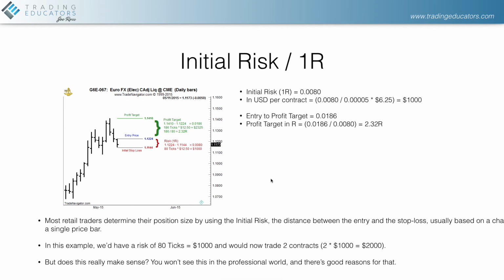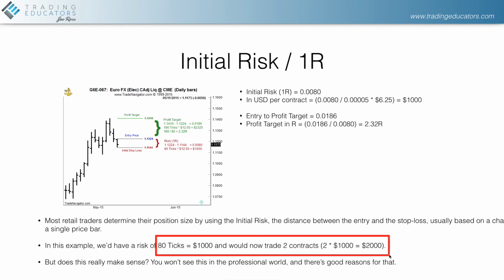Then they take that $1,000 and divide it by what they want to risk. So in our case, it's going to be 80 ticks equals $1,000, so we would want to trade 2 contracts. Now the question is, does that really make sense? You won't see anyone in the professional trading world doing it like that. And there's good reasons for this, and we're going to go into that now.